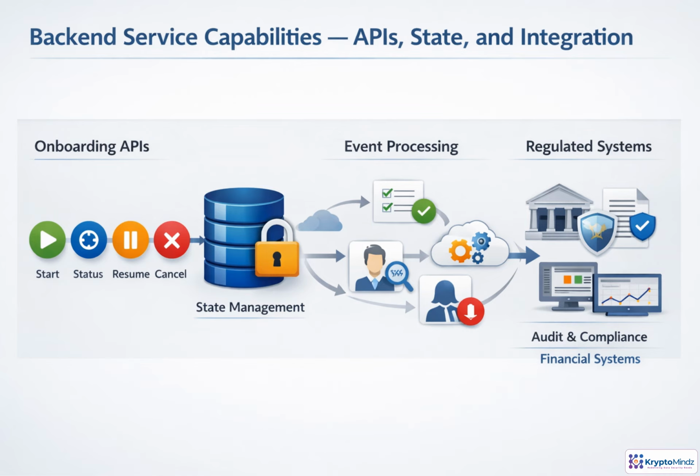Treat the backend as a product with clear capabilities, not a giant script. It first exposes simple onboarding APIs: start, check status, resume, cancel, and complete. It also tracks workflow state while storing only the minimum identity data needed. It reacts to events such as verification outcomes, KYC decisions, and manual review results. And every call is protected and observable, with strong authentication, throttling, validation, and integration hooks into regulated systems.